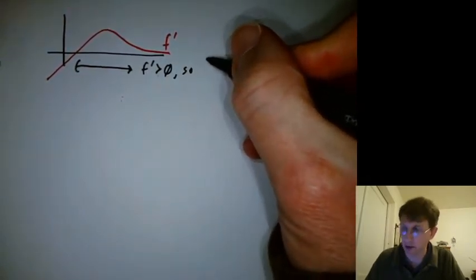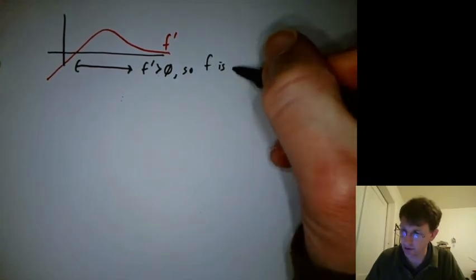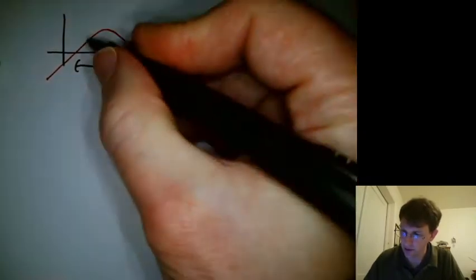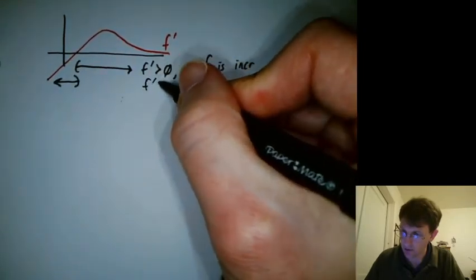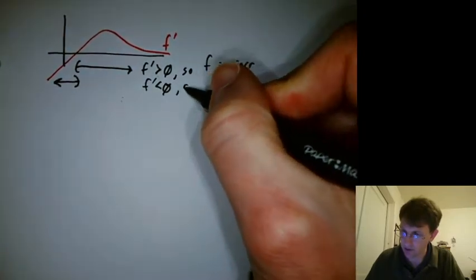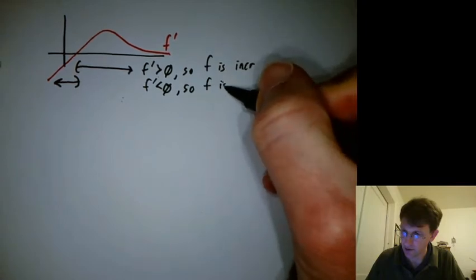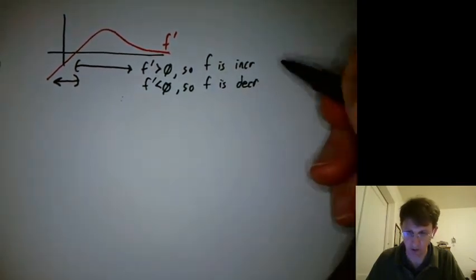So what can we say about f? So f, the original f, is increasing. From here backward, f prime is negative. So the original f is decreasing.